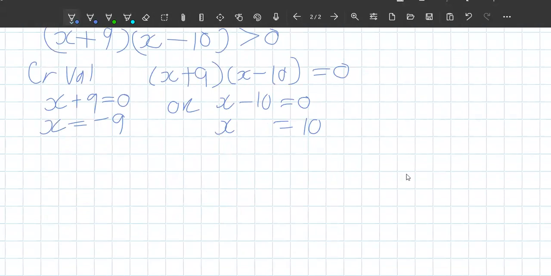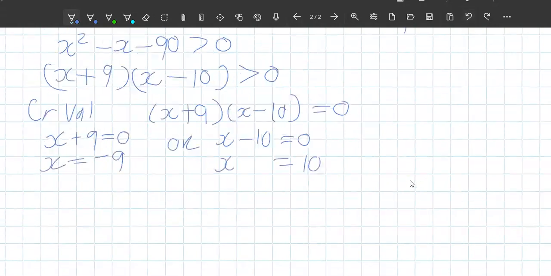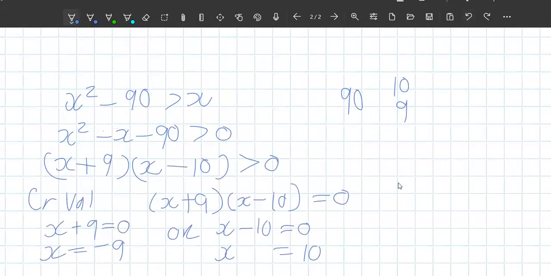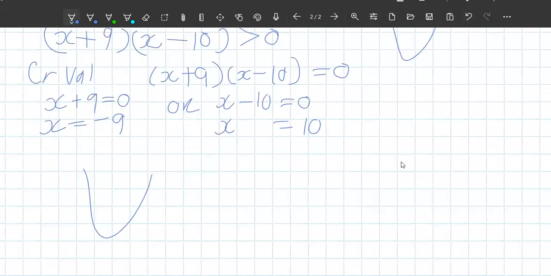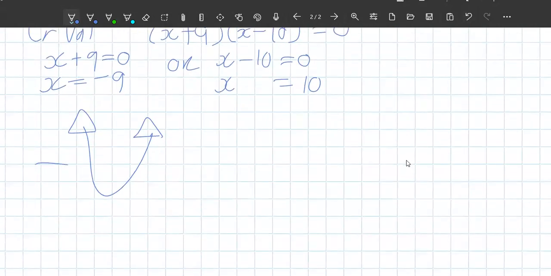Using our critical values, we can start doing our inequality. We know that it's either going to be a smiley face or a frowny face parabola. The way we find out what it is, we look at our original equation and we see our a value. Our a value was positive here, and because it's positive, it's a smiley face. So we know we have a smiley face as our inequality. We draw a line to represent where y equals 0.